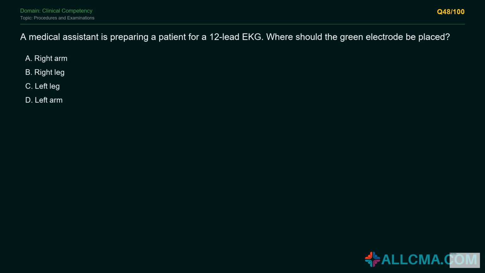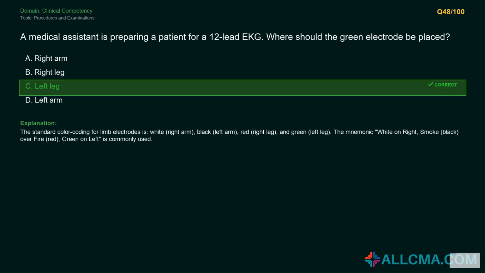Question 48. A medical assistant is preparing a patient for a 12-lead EKG. Where should the green electrode be placed? Option A, right arm. Option B, right leg. Option C, left leg. Option D, left arm. The correct answer is C.